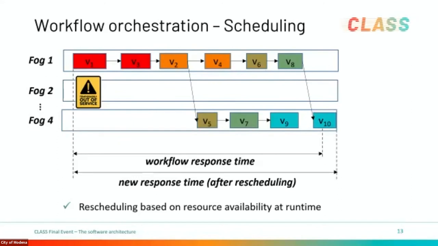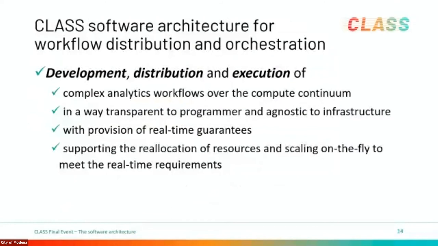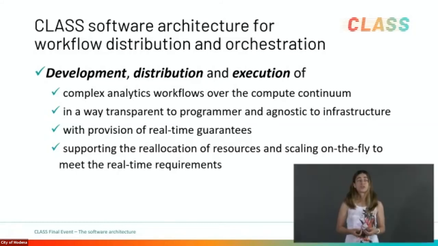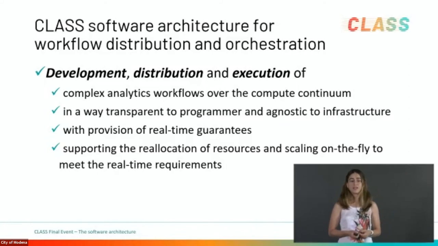Now, of course, this will lead to the calculation of a new response time, but this is what we can do with the given resources that we have. So concluding, we have seen the capabilities of the class software architecture, and we have seen how it can aid the development, distribution, and execution of complex analytic workflows over the complete compute continuum in a way that is transparent to the programmer and agnostic to the infrastructure. And we also saw how we can provide real-time guarantees while supporting the reallocation of resources and the scaling also in real time. So that's all.